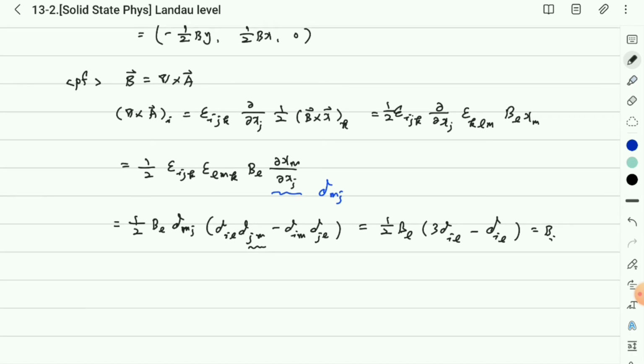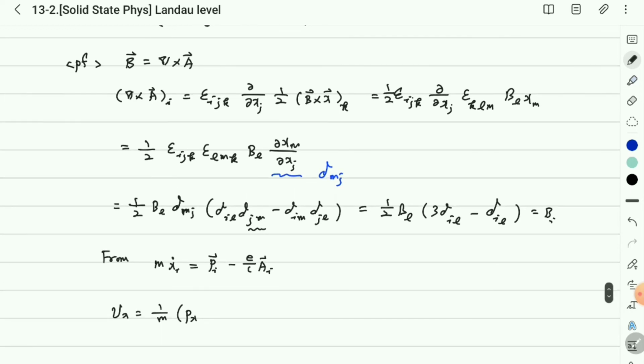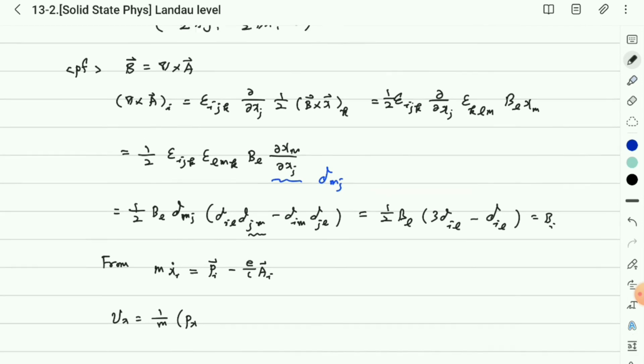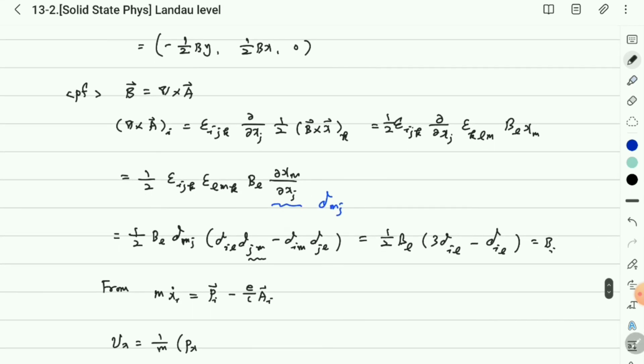Then from this, the canonical momentum is pi minus e over c A, and we can write that vx is 1 over m times px minus the vector potential in the x component, which is minus 1/2 By, therefore plus eB over 2c y.